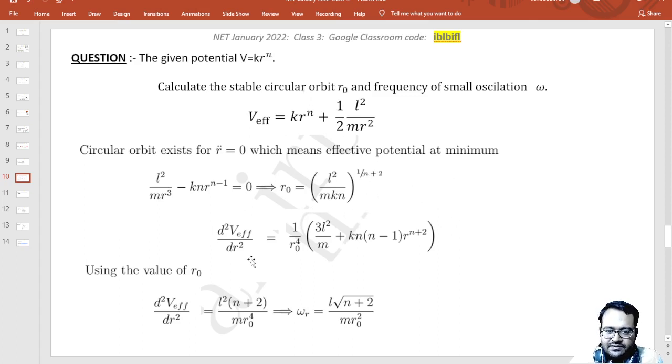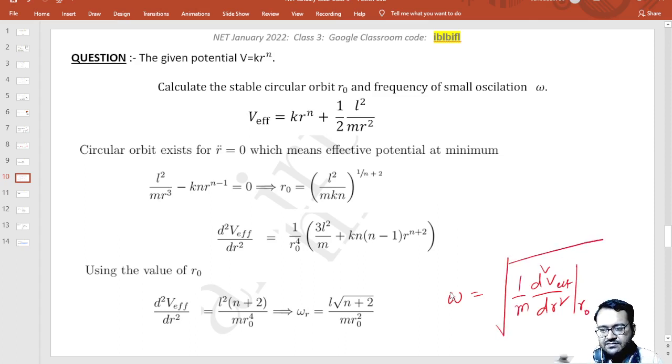Then we calculate the double derivative, d square dr square of that effective potential. This will give you this. Just check it out. Then we can use the value of r0. We have an r here, so we are going to calculate the effective potential at r0. So we just put this r0 here. Then we get this, and hence omega, using that formula. What formula? Remember it once again: d square V dr square of the effective potential at r naught, take 1 by m, and take a big square root.